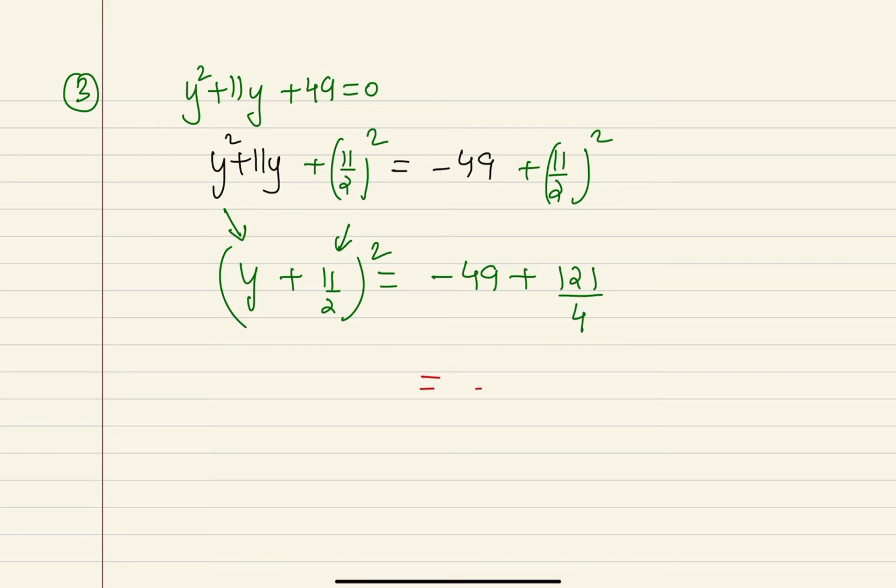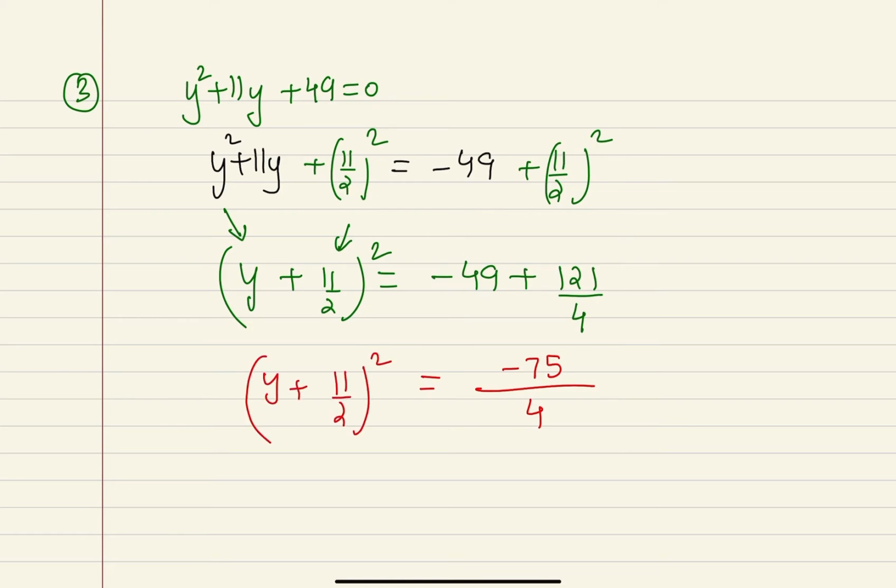Now on the right hand side, we're going to combine the like terms. We're going to multiply negative 49 with 4 and add 121 to it. So 49 times 4, and then add 121. And we're going to have negative 75 divided by 4 on the right hand side, and left hand side would be y plus 11 over 2 squared.